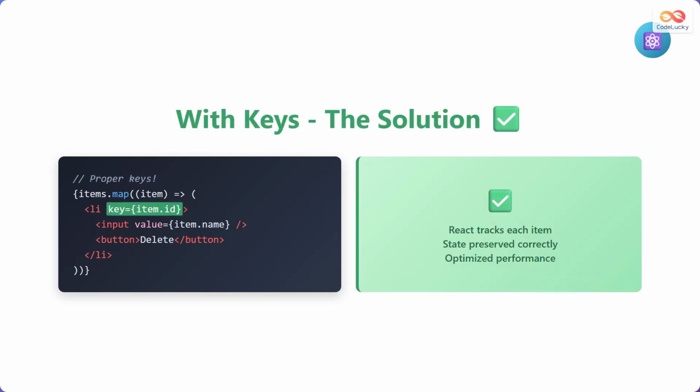Here's the solution. Use keys properly. In this corrected code snippet, we've added the key attribute to each list item. The key is set to item.id, assuming each item in the list has a unique ID. Now React can track each item individually, and state is preserved correctly. React will only update the items that have actually changed, resulting in optimized performance.